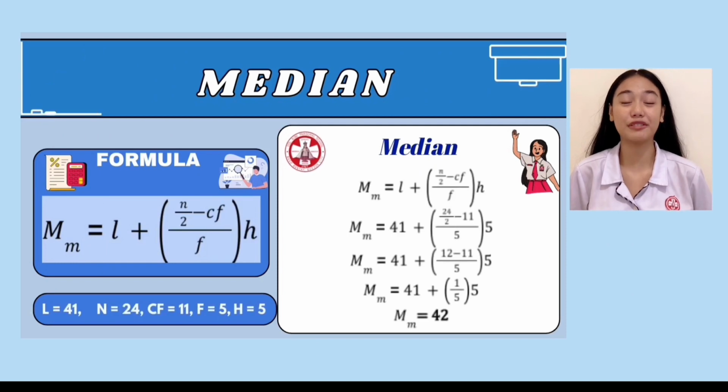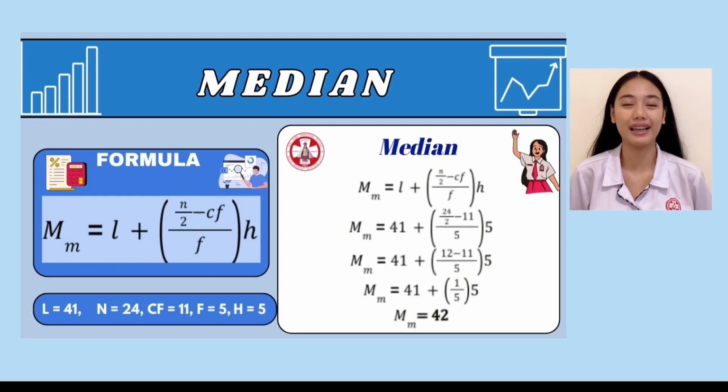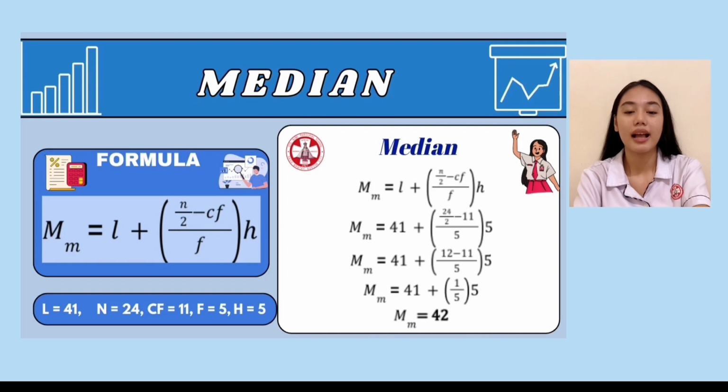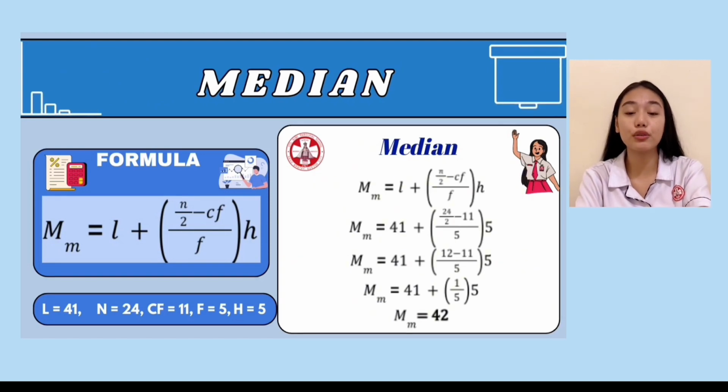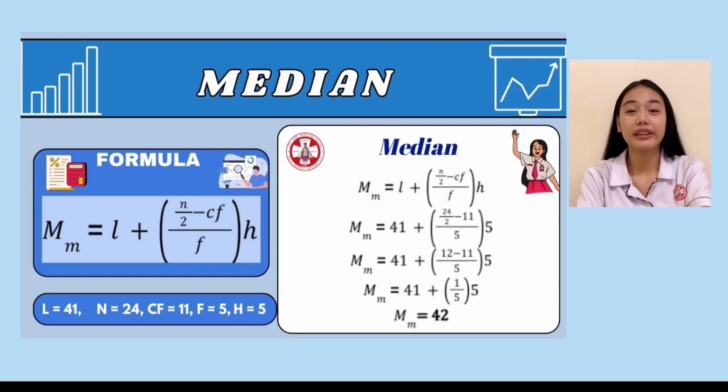L is 41, N is 24, CF is 11, F is 5, and H is 5. Let's distribute these values into the formula of the median. Median equals L plus N over 2 minus CF over F times H. 41 plus 12 minus 11 over 5 times 5. The median is 42.